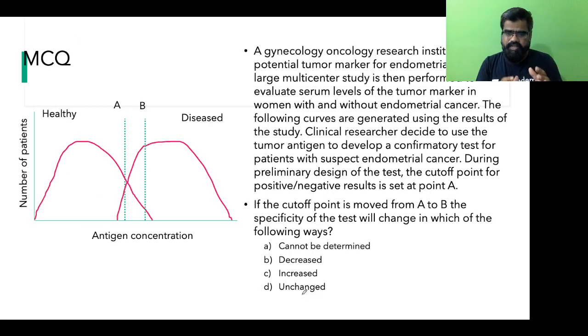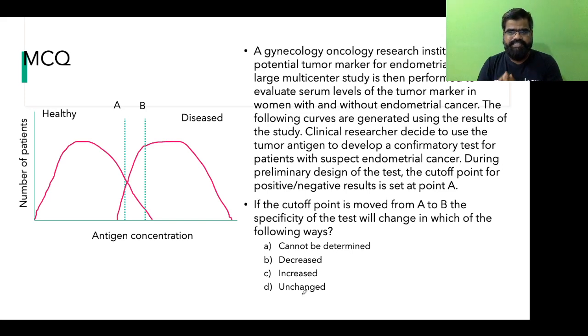Okay. Similar question, students, try to answer this. If you have understood that, this will also become easy. Now read the question. A gynecology oncology research institute isolates a potential tumor marker for endometrial cancer. A large multicentric study is then performed to evaluate serum levels of the tumor marker in women with and without endometrial cancer. The following curves are generated using the result of the study.